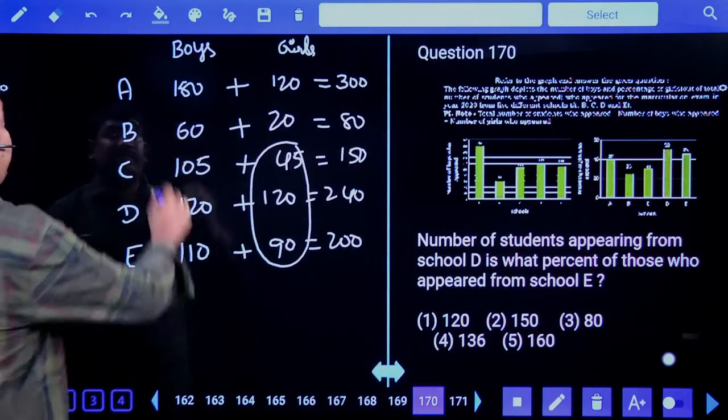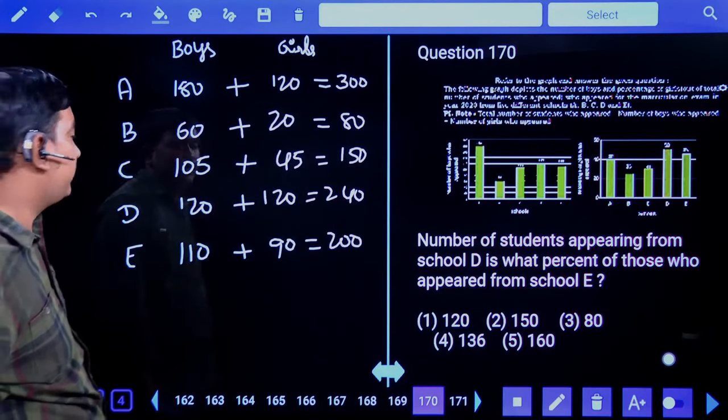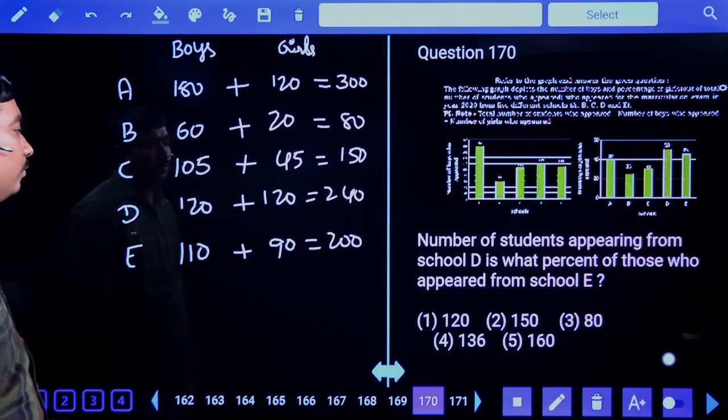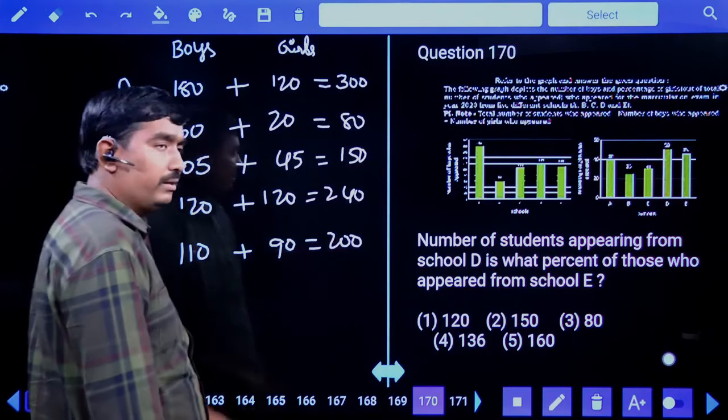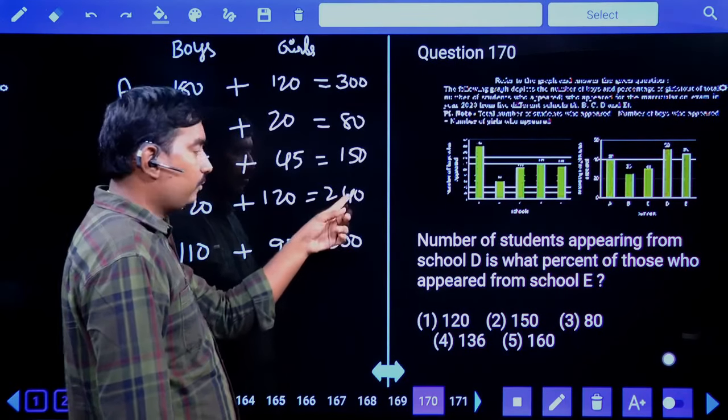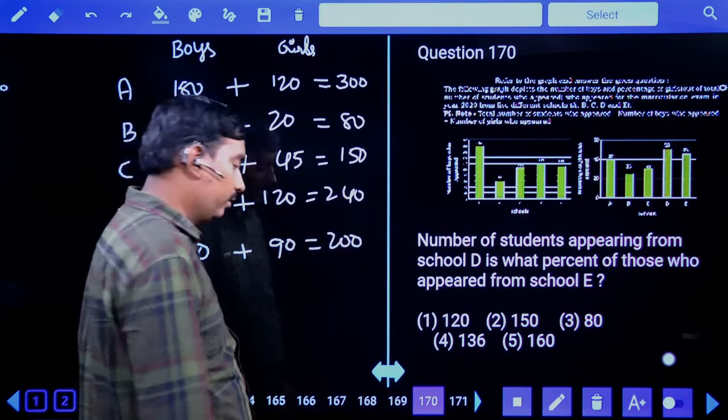Number of students appearing from school D. School D, 240 appeared. What percentage of those who appeared from school E? 200. 240 is what percent of 200 means 120%. 240 by 200 into 100, 120%.